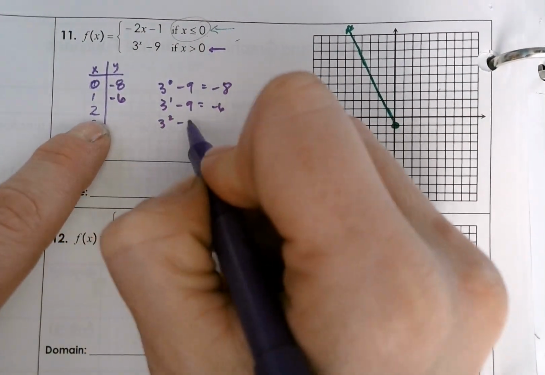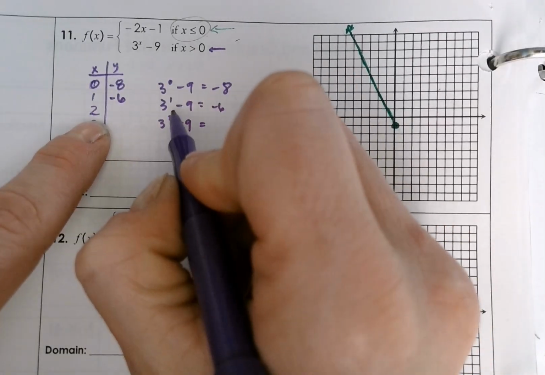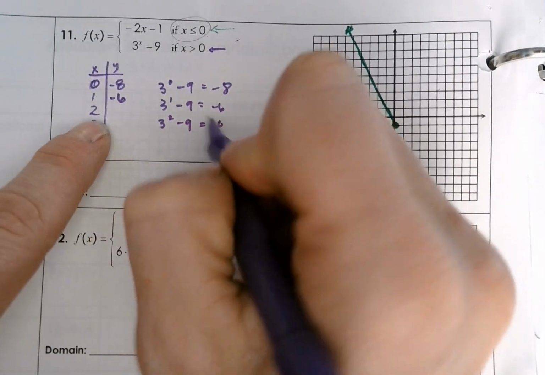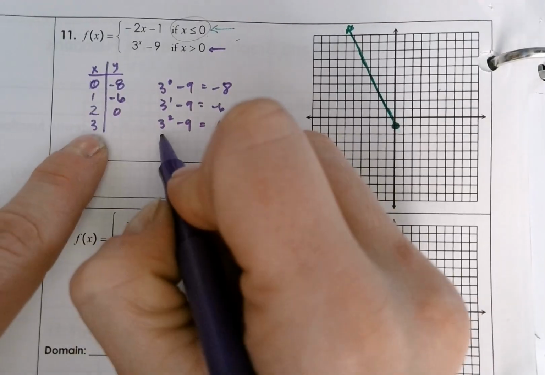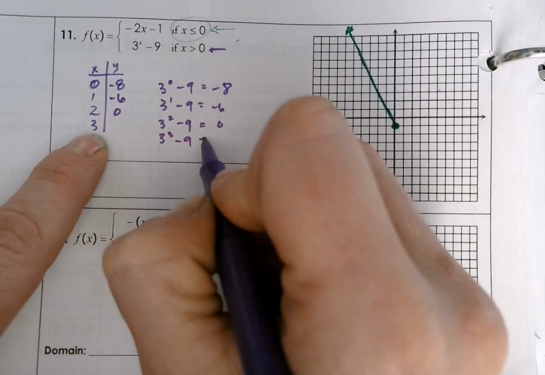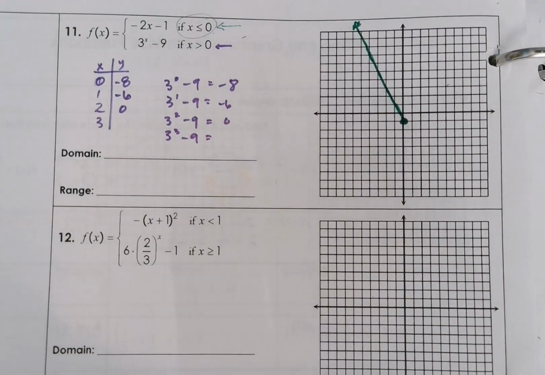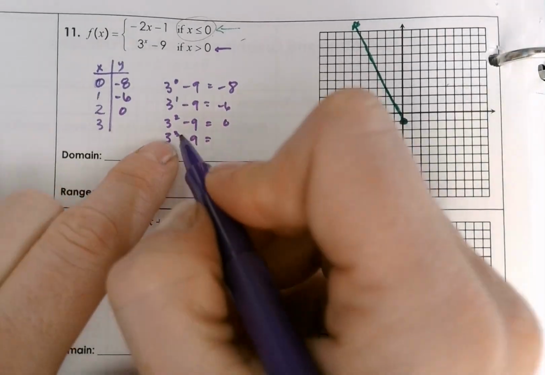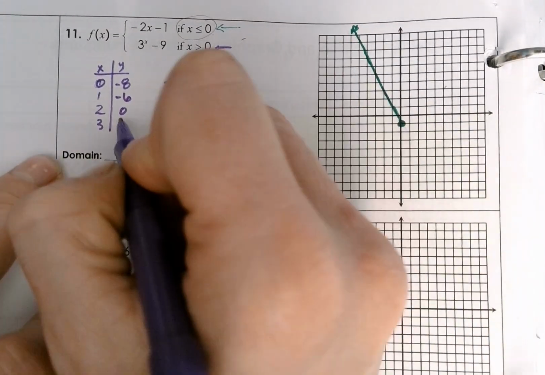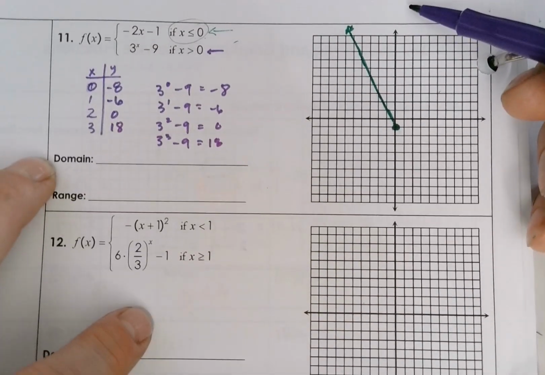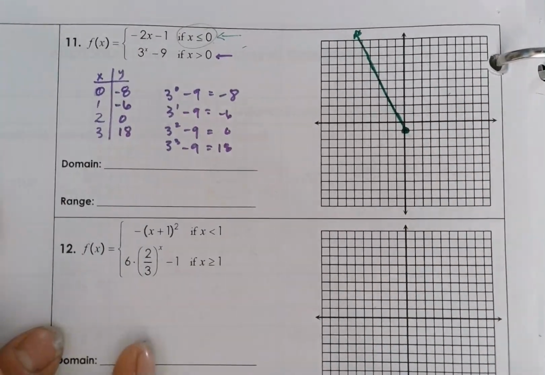Then we've got 3 squared minus 9. 3 squared is 9. 9 minus 9 is 0. And then 3 to the third minus 9. 3 to the third is 27. 27 minus 9 is 18. And that is already going to be off of our graph, so that's enough.